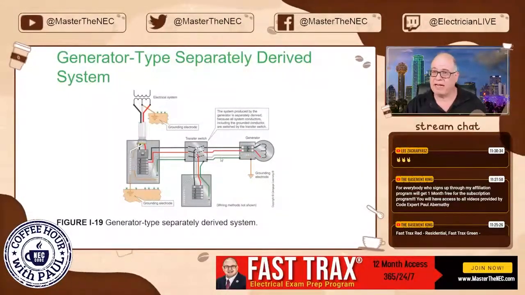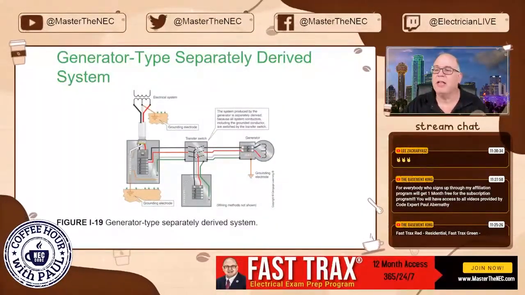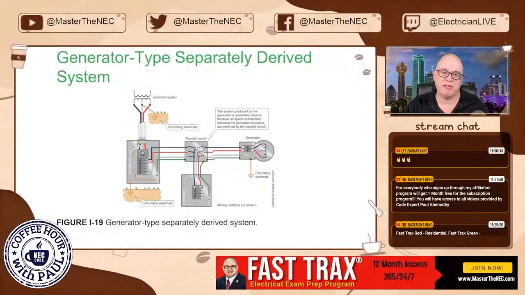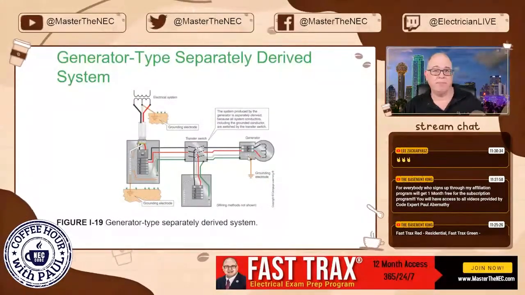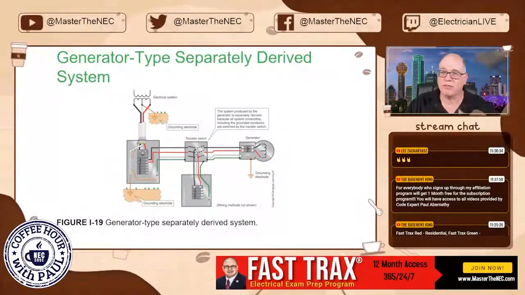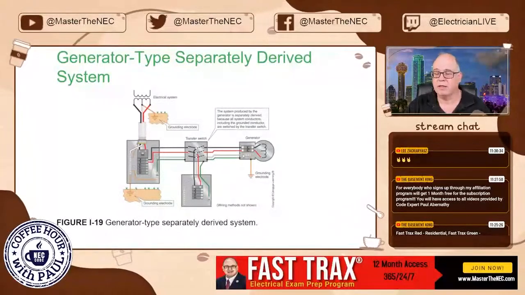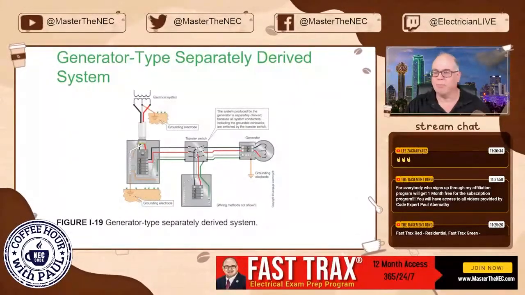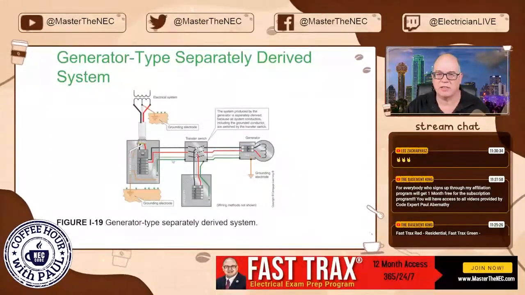If it is separately derived and you look at that transfer switch, then you want to make sure you have a separately derived system, because if you're missing the system bonding jumper, then you're not going to clear the overcurrent device and you've got a problem. Okay? Very important to take those details into consideration.